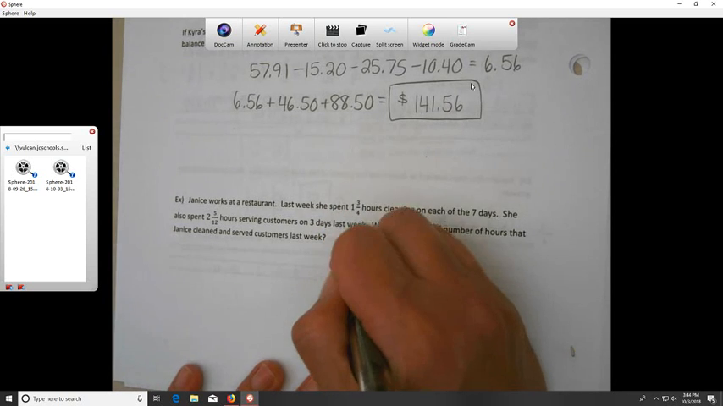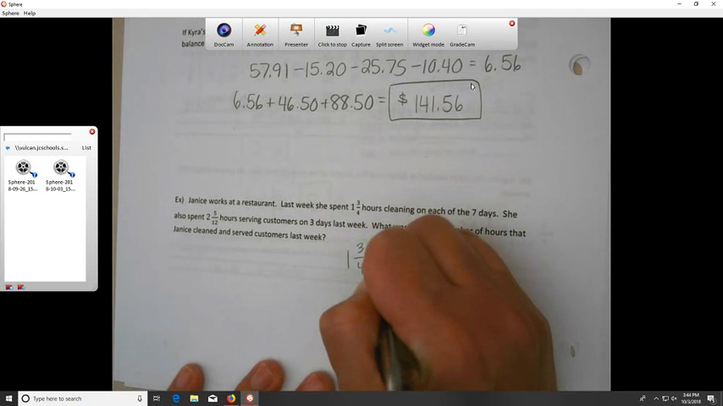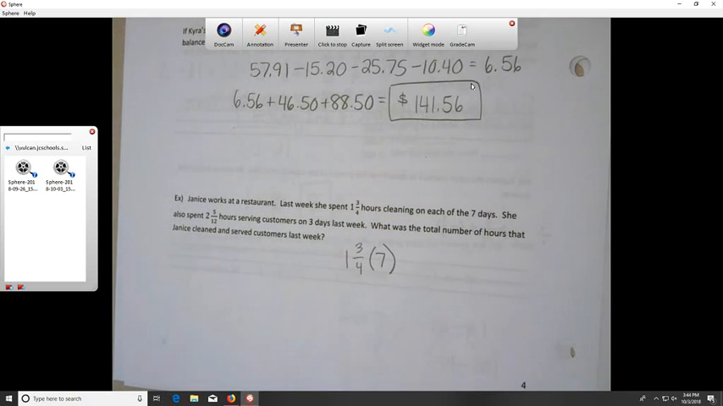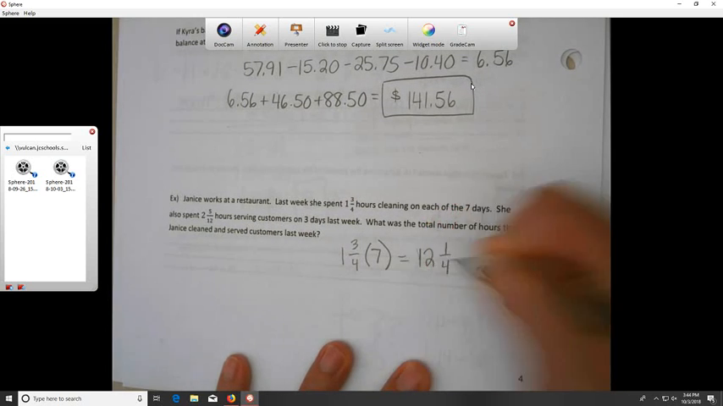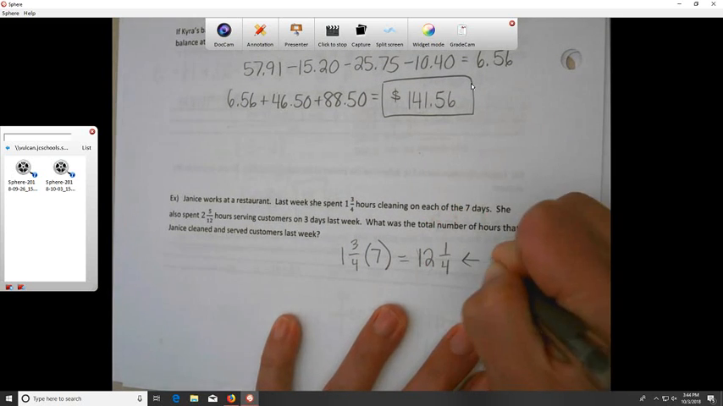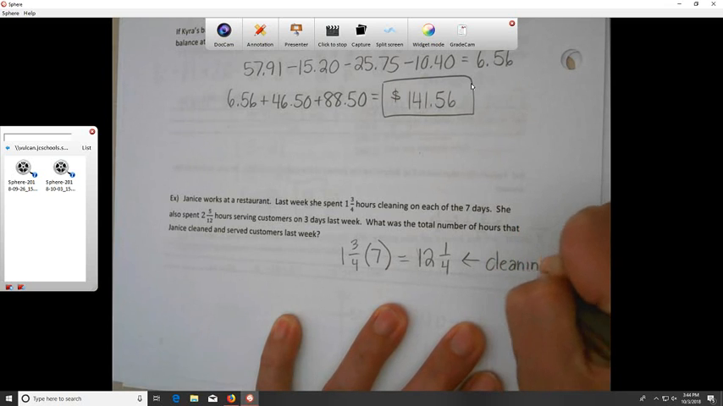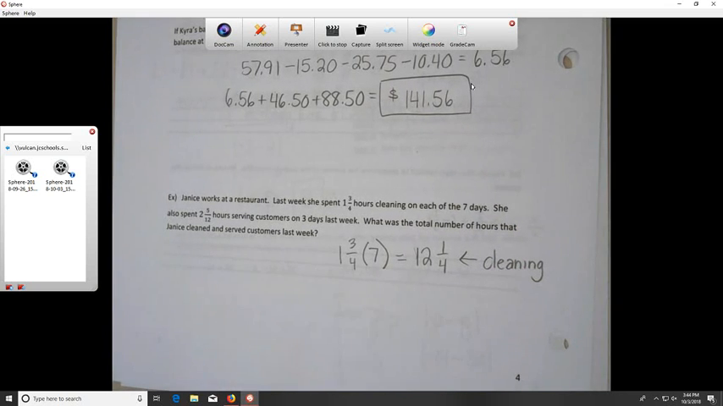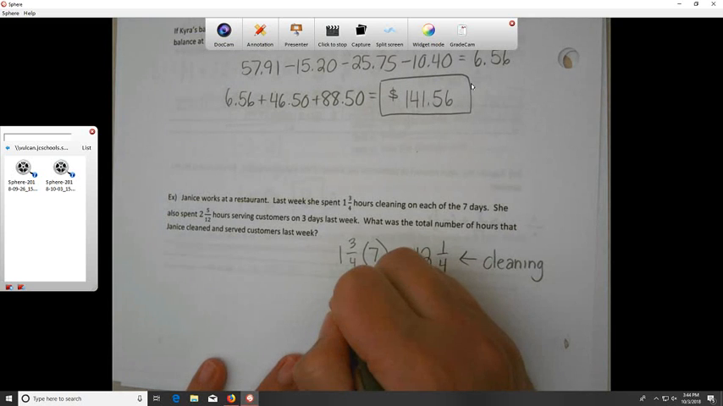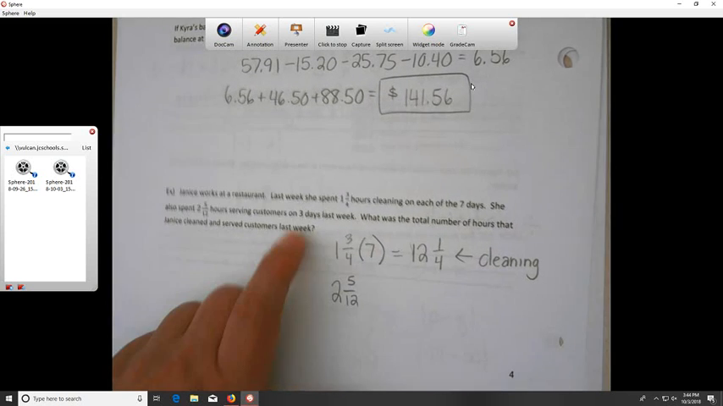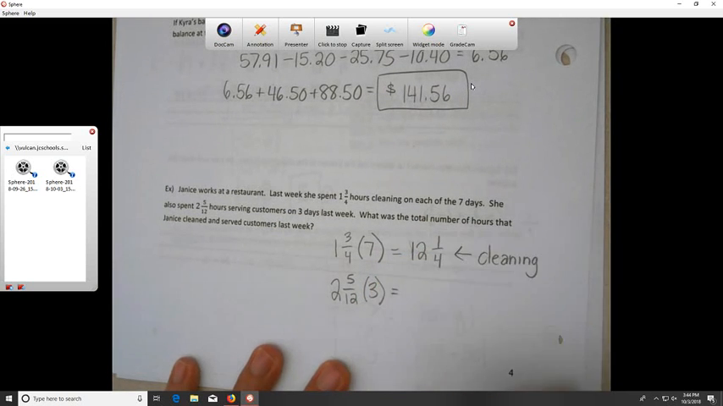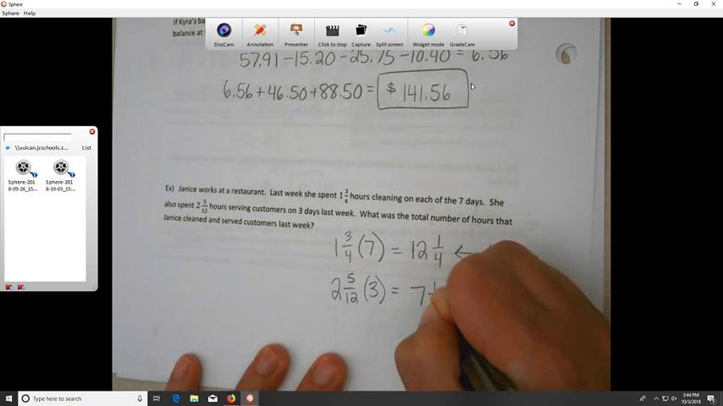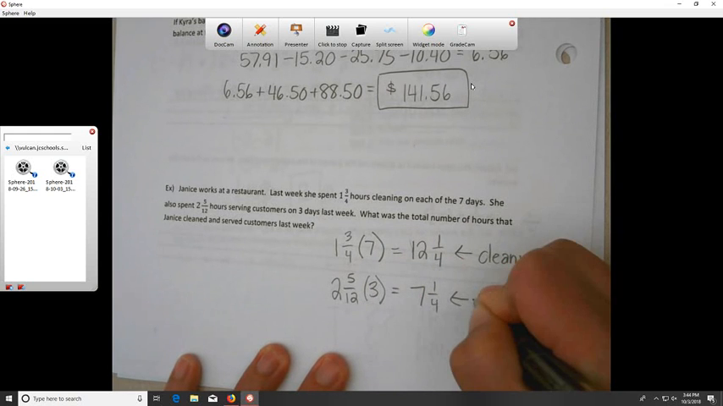So I need to do 1 3/4 times 7, because she's doing it 7 times. If you multiply that on your calculator, you're going to get 12 1/4. So that's how much time she spent cleaning. Now I'm going to do the same thing for the serving customers. She spent 2 5/12 hours on 3 days, so she did it 3 times. So times 3. If I do that on my calculator, I get 7 1/4. So that's how much time she spent serving.